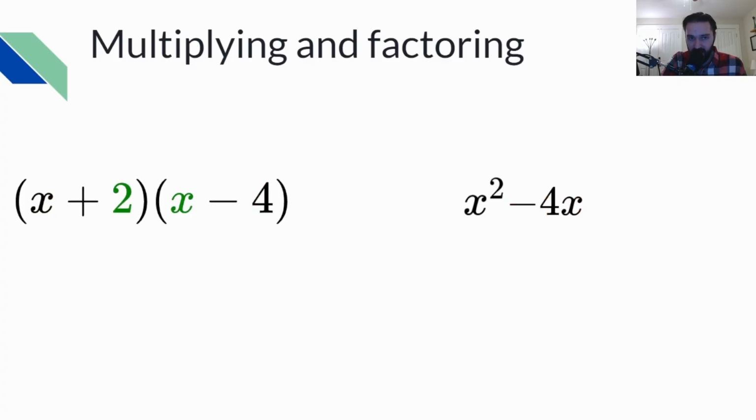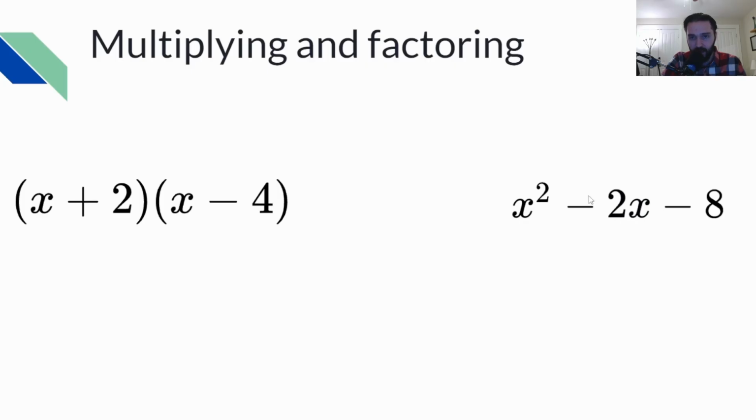And for my inners, I have 2 and x, right? That product is 2x. And then for my lasts, I have 2 times negative 4. That product is negative 8. We can see that we have two like terms in the middle here, right? Negative 4x and positive 2x. We can add those to get negative 2x.